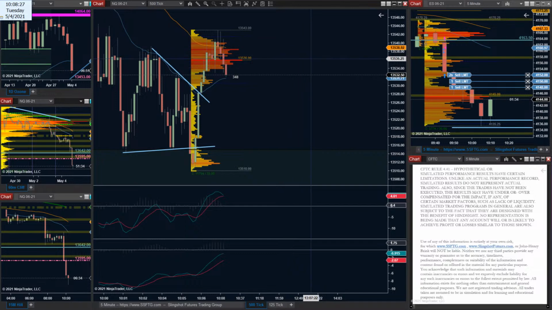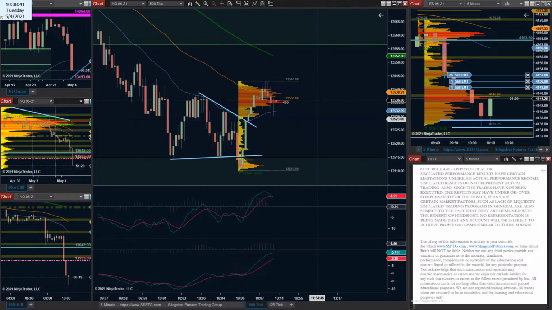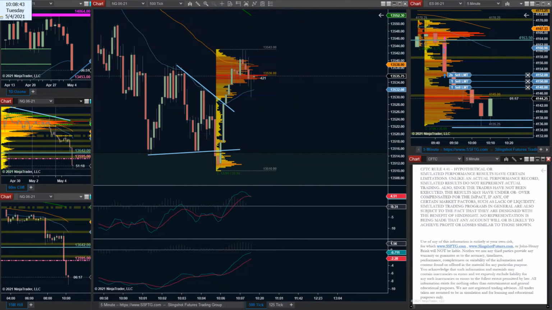How do they respond to this 36? They didn't even test it. Does it come back? This might be a quick little V-top here. Right back to 36. You see the volume that just stacked up there? And it closed underneath it.